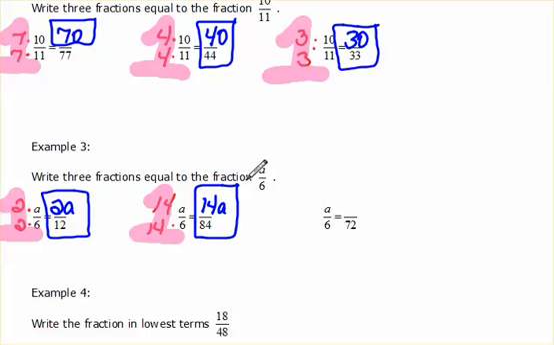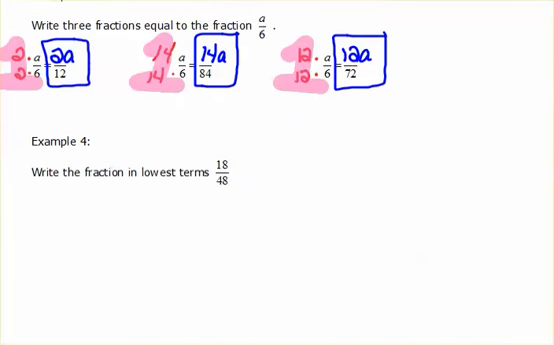And now finally, we're going to turn a over 6 into something over 72. So what do I have to multiply 6 by in order to get 72? And that would be a 12. So I'm going to do the same thing to the top so that I'm only multiplying by 1 technically. And 12 times a would be 12a. So that would be my final answer.